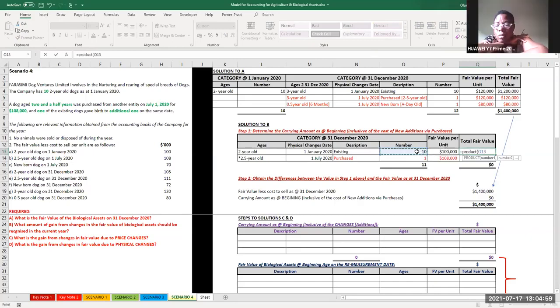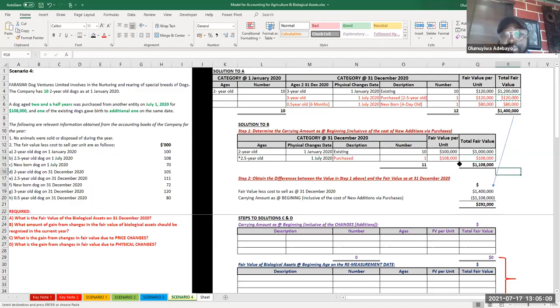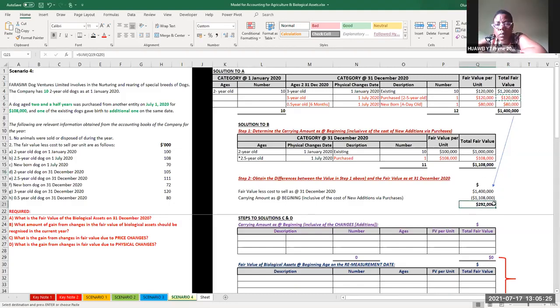This is 200,000. That's 200. 1 million. This one is 108. And that is it. Therefore, it means that the average value of those items was 1108, but the value today is 1.4. How much have I gained? 292.